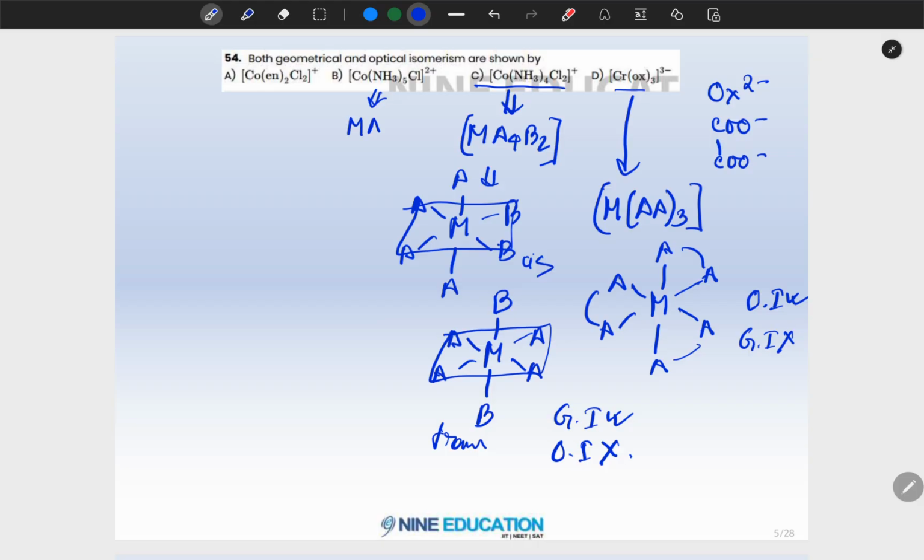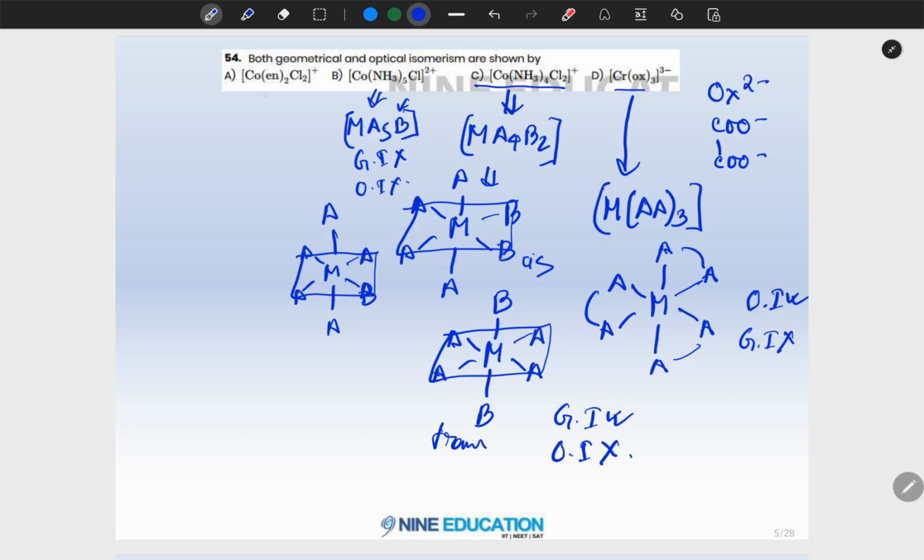So this is of the form MA5B. In MA5B, neither geometrical isomerism is possible, nor cis-trans isomerism, nor optical isomerism is possible, right? So this is the representation MAA, AA, this is also A. Suppose I am considering this to be B, and this is also A. Again, because of the presence of a plane of symmetry, geometrical isomerism is not possible, and obviously cis-trans isomerism is not possible, because for exhibiting cis-trans isomerism, the minimum number of B ligands must be 2, right?